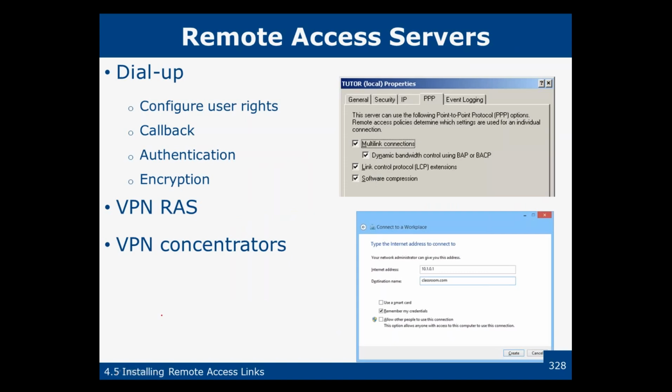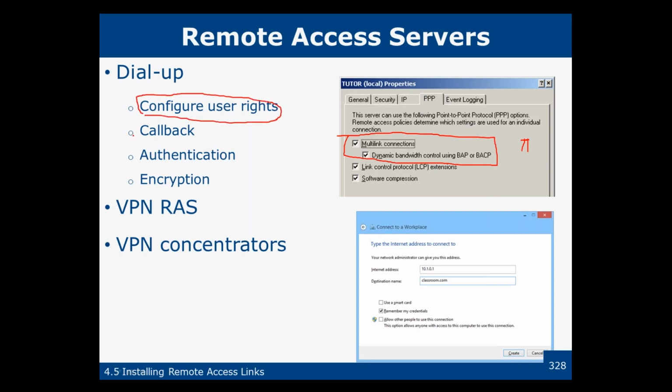Dial-up, and this is what Microsoft would look like for multi-link, which is when we would have more than one modem put together to form a single connection to give higher speed. LCP, link control protocol extensions, are there, and software compression so that it compresses the data.